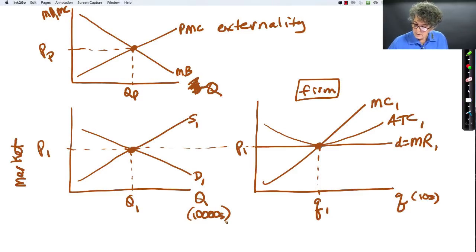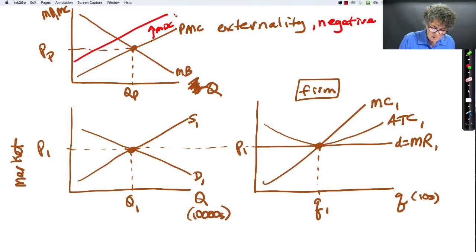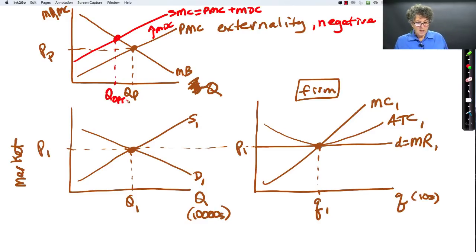All right, now we're going to add to this a negative externality, which means I've got a marginal damage cost. And so the social marginal cost curve is equal to the private marginal cost plus the marginal damage cost. That means the socially optimal quantity, Q opt, is less than the private quantity. It would be sold at this higher price PS. The market's not going to generate that quantity on its own, so what do we do?